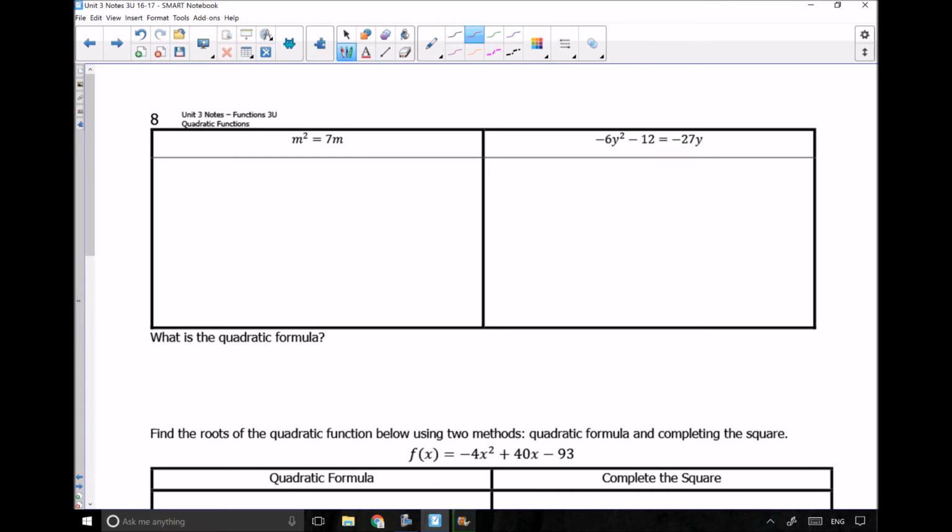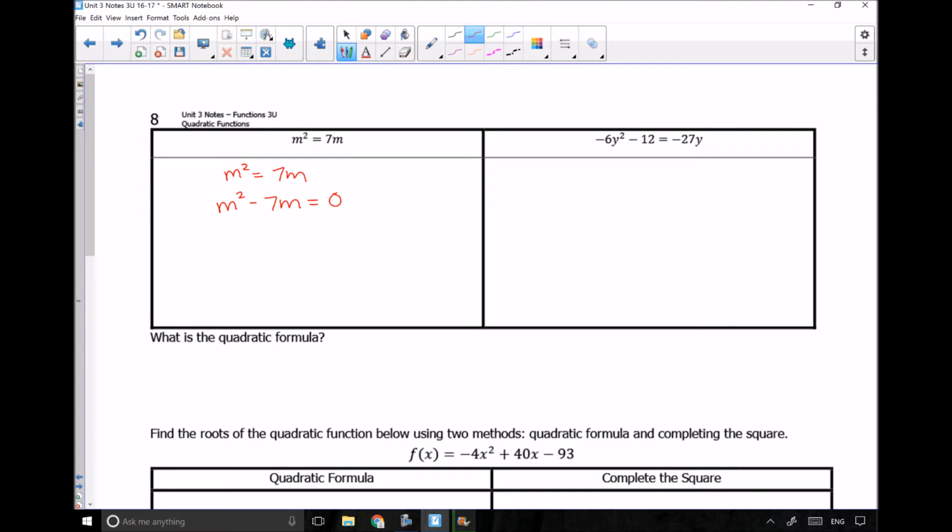All right, on the next page, we have m squared equals 7m. So what we're going to want to do is get it all on one side because we have a squared here. So we're going to say m squared, we're going to subtract 7m from both sides, and we get 0 on the right side.